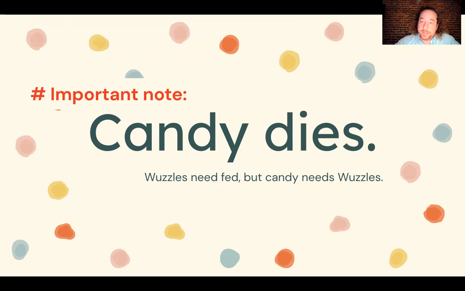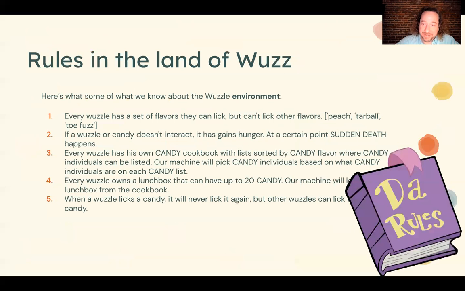One important note is that in this situation, our candy dies. Wuzzles need fed, but candy needs Wuzzles. Some of the situations that we would like to simulate are things like matching algorithms, where, say, for a ride sharing app, our riders need to get where they're going, but also if we want to keep drivers happy, we're going to have to find a way to distribute those drivers well and make sure that they're more or less happy as well. And so in our simulation, the candy dies. And that's how we tackle that problem.